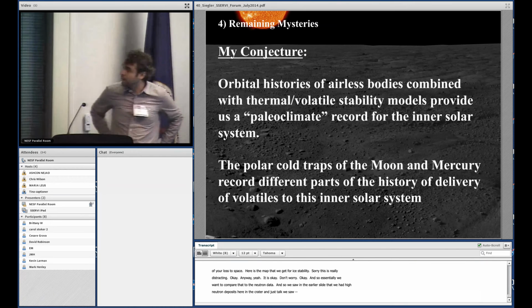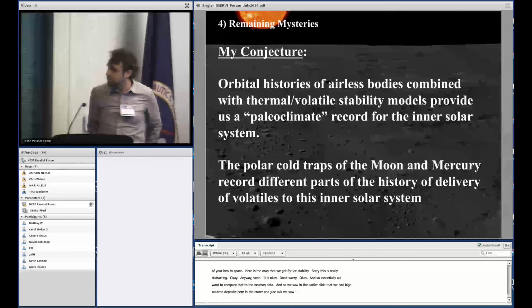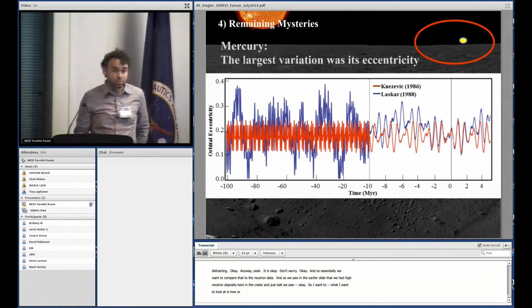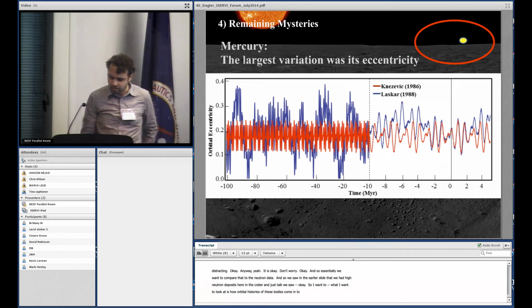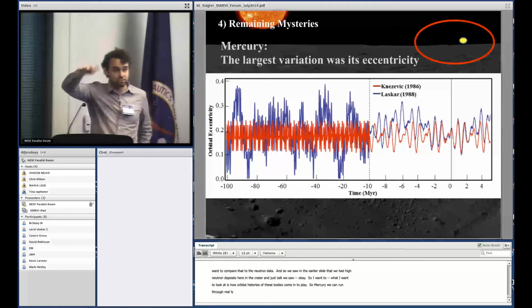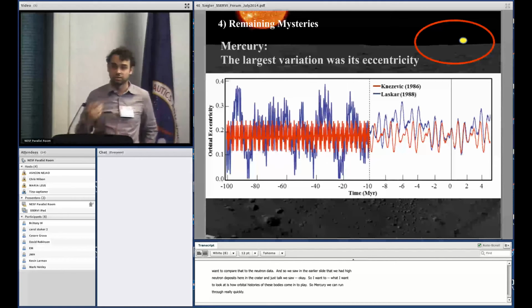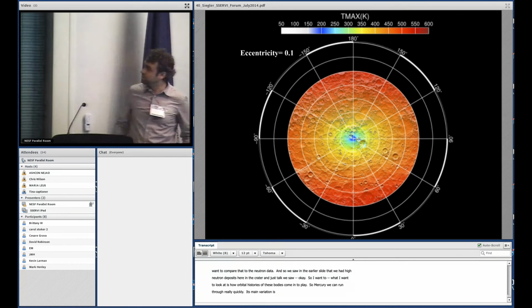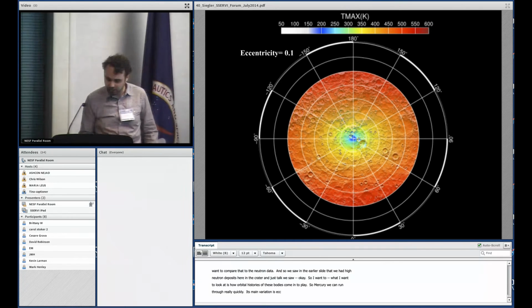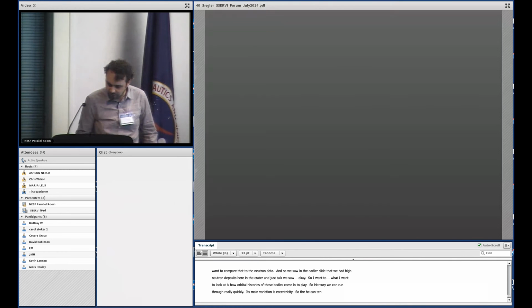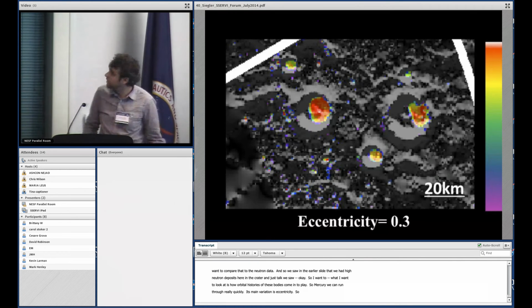Okay, so what I want to look at is how the orbital histories of these bodies come into play. So Mercury, we can run through really quickly. Its main variation is its eccentricity. Mercury hasn't gone through any obliquity shifts like we're used to thinking on Mars. So this eccentricity is the main control over ice stability at its poles. We can look at this little box location here.